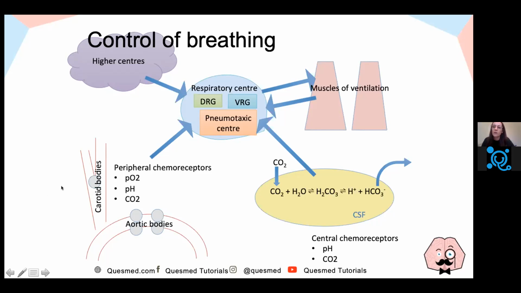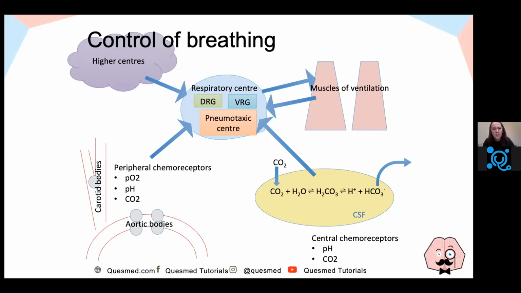Okay, so going into the peripheral chemoreceptors a bit more, we've got our aortic bodies which are found in the arch of the aorta, and our carotid bodies which are found at the bifurcation of the carotid artery. The carotid bodies have the highest blood flow in the body per 100 grams of tissue. So they have 1 to 2 litres of blood per 100 grams of tissue. When we compare that with the heart, which is about 50 to 120 mils per 100 grams, or the kidney, which is 400 mils per 100 grams, that's a really significant amount of blood flow.